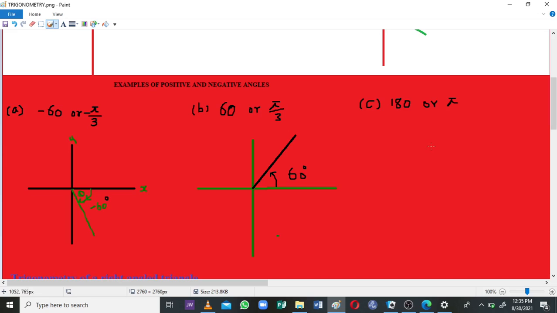Now here is your work. Try to draw this angle, 180. Pause the video and try to draw it. Just follow the instructions.